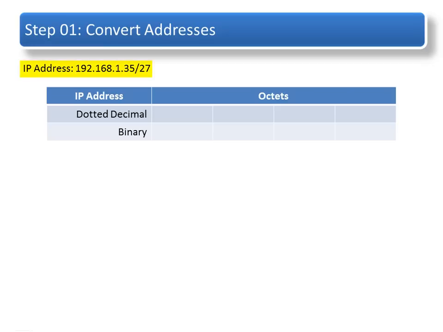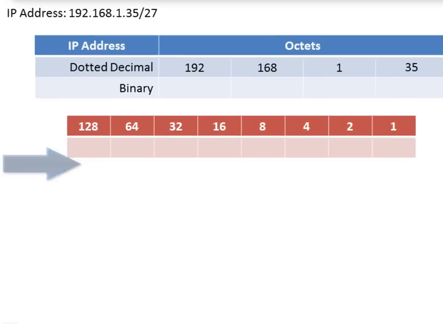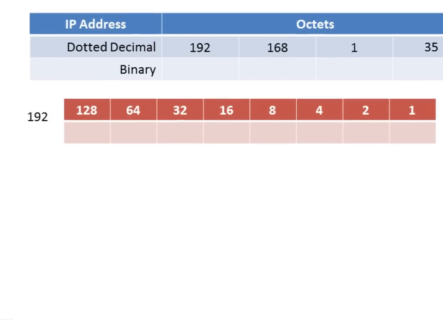In this example, we're given a host address of 192.168.0.35. To begin this, we must first separate the IP address into four groups. Now that the IP address is broken into four parts, we can convert each separately. To aid in this process, I created a table with the place values already established. To convert 192 into binary, I asked myself which one of the place values comes the closest to 192 without going over it. I will place a 1 under the 128th place since 128 is the closest value to 192. I will now remove this place value from 192 and repeat the process.